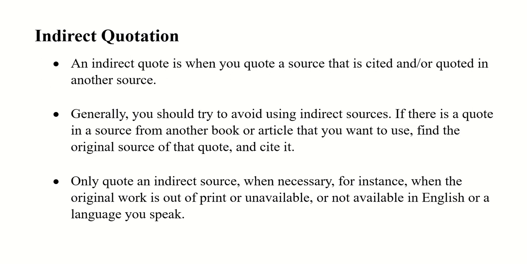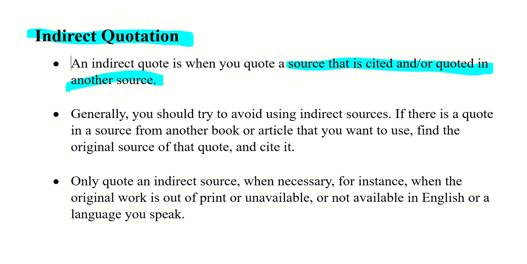In any case, when we are trying to use a source that we don't have access to or is not available in the language that we speak, we sometimes rely on other people who have had access to it and incorporate it into their own work. So if you find yourself in that situation, MLA has what's called an indirect quotation. This basically means that you are citing a source that is cited and or quoted in another source.